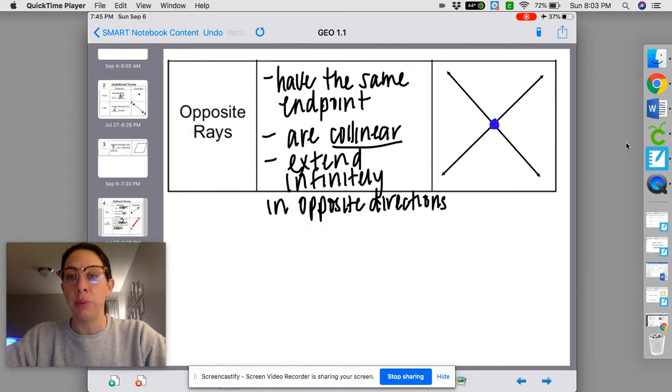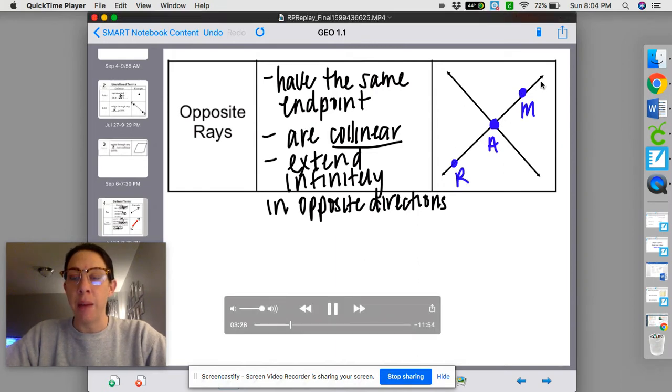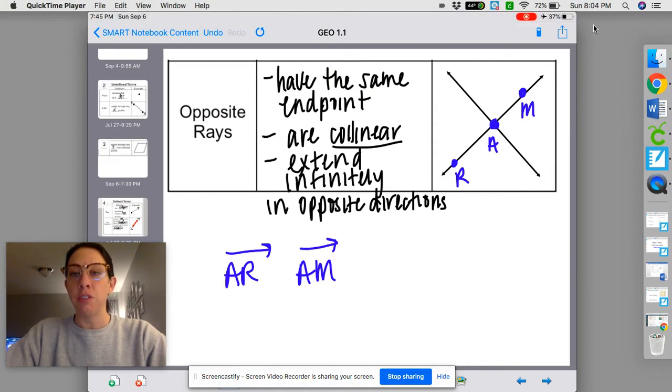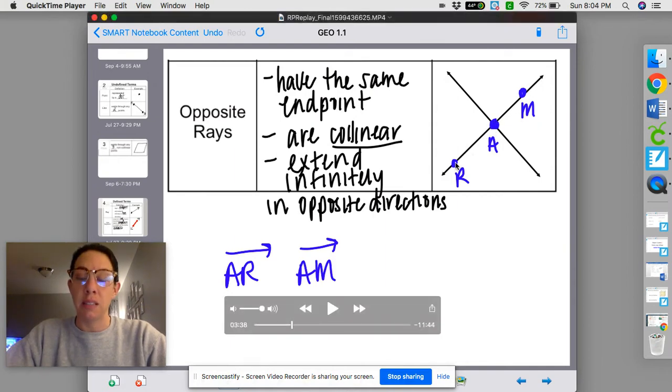So here, the blue point A, that's the endpoint they have in common. Right here, I have ray AM. It starts at point A and extends infinitely in the direction of M. And on this one, I have point A as the endpoint, but it extends infinitely in the direction of R. So you can see that ray AR and ray AM are opposite because they have that same endpoint. They're all on the same line, but ray AM extends infinitely in this direction, and ray AR extends infinitely in this opposite direction.